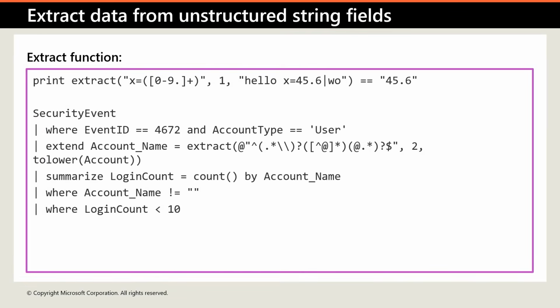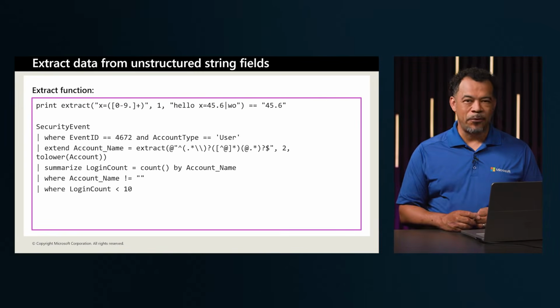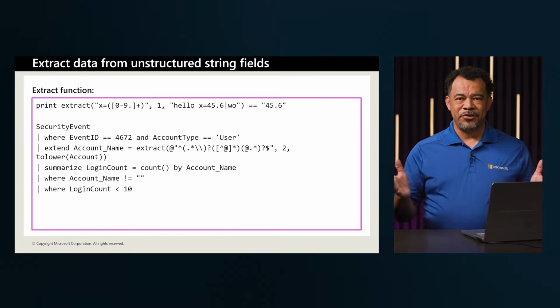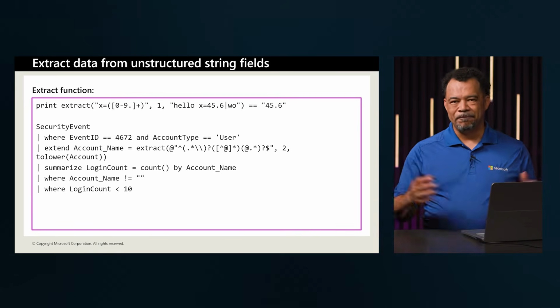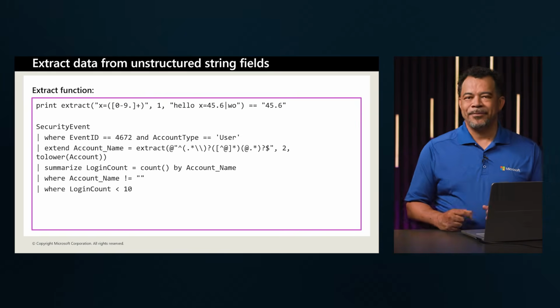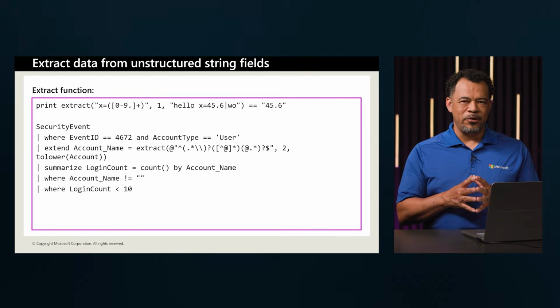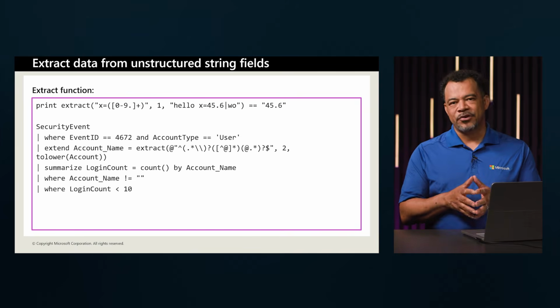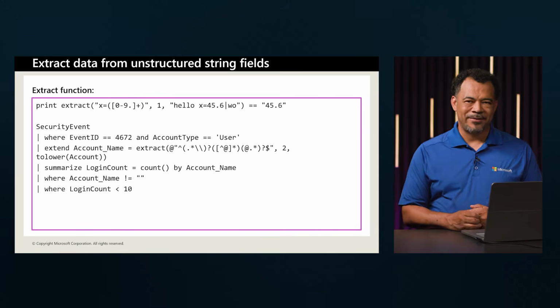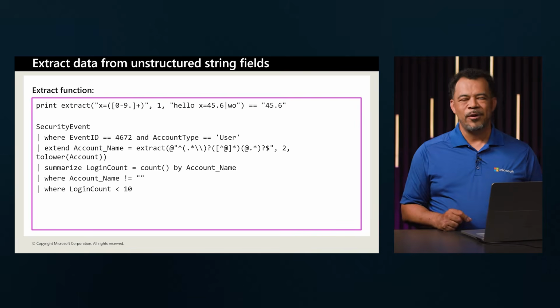The extract operator is your go-to when you need to pull specific pieces of text out of a string using regular expressions. It's super handy for things like grabbing IP addresses, usernames, or file paths from log messages that are all bundled into one field. You just give it a regular expression pattern and tell it which capture group you want. It does the rest. It's especially useful when your data isn't neatly structured and you need to break it down into usable parts. Think of extract as your digital scalpel. It slices out exactly what you need from the messy text.